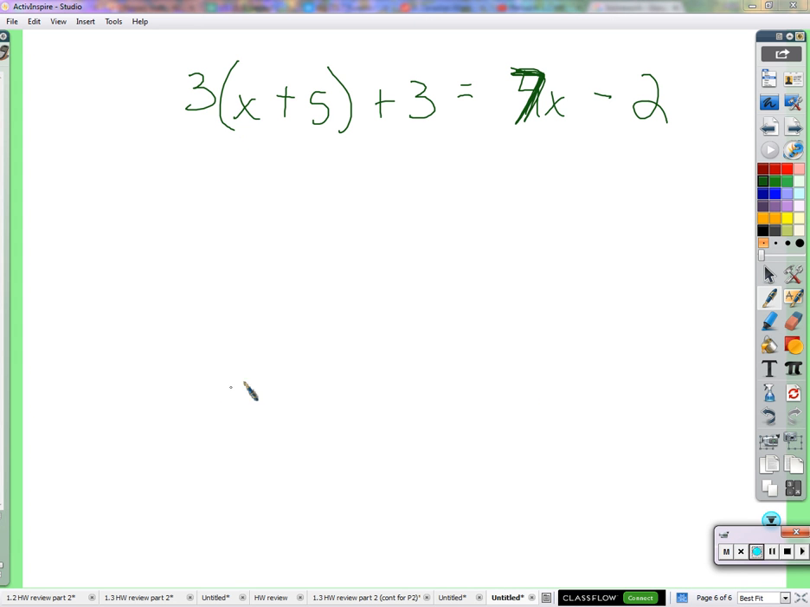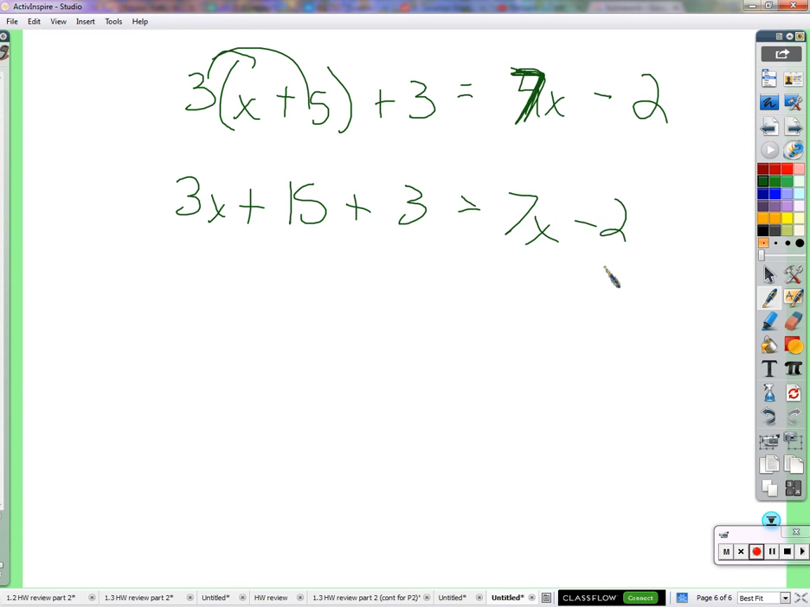Let's make it 7. What is a first thing we could do, Marcus? I distribute 3. Distribute 3? So 3x plus 15. Plus 3 equals 7x minus 2. Can I do 7x minus 2 is 5x? No, there's an x in front.